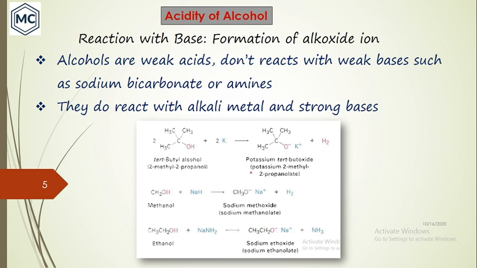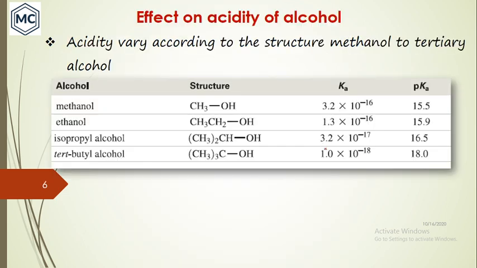So in these reactions, we have seen that O-H bond cleavage takes place. Next, what is the effect on the acidity of alcohol? Usually acidity varies according to the structure. For example, here you can see that when you go from methanol to tertiary butanol, acidity gets decreased.